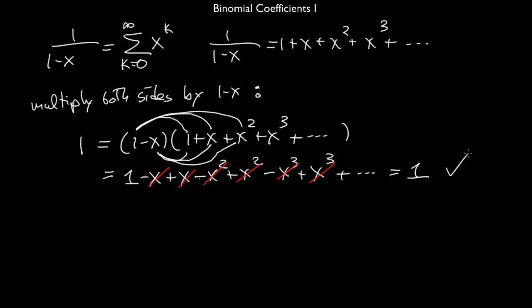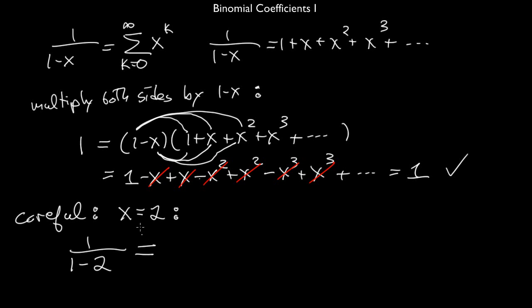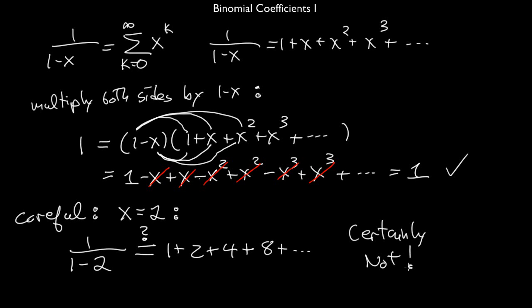Now, I need to say this is a huge cheat. This is a formal calculation, and it's not really literally correct. For example, if x is equal to 2, it's certainly not correct that 1 over 1 minus 2 is 1 plus 2 plus 4, and so on. So this calculation that I did is formally kind of nice, but definitely is not to be counted on, and it's definitely not a proof of the formula. I should say with a little extra work, it can be made into a proof, but I'm not going to do that here.